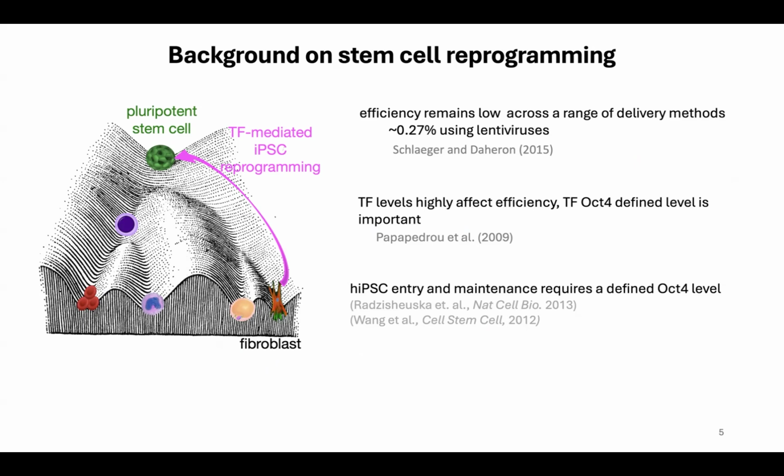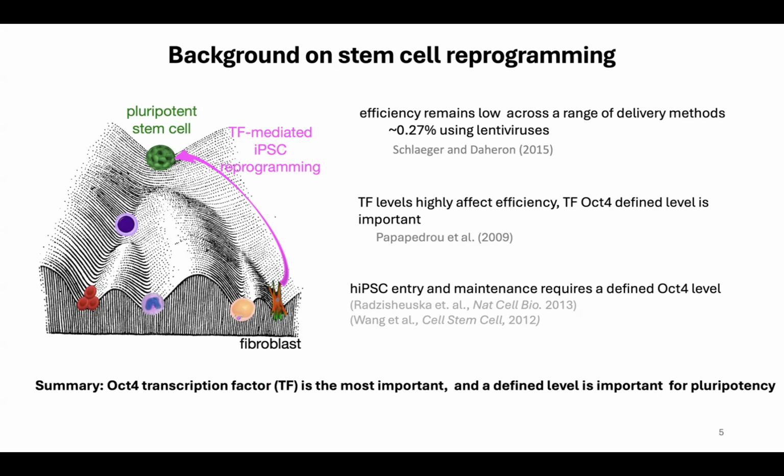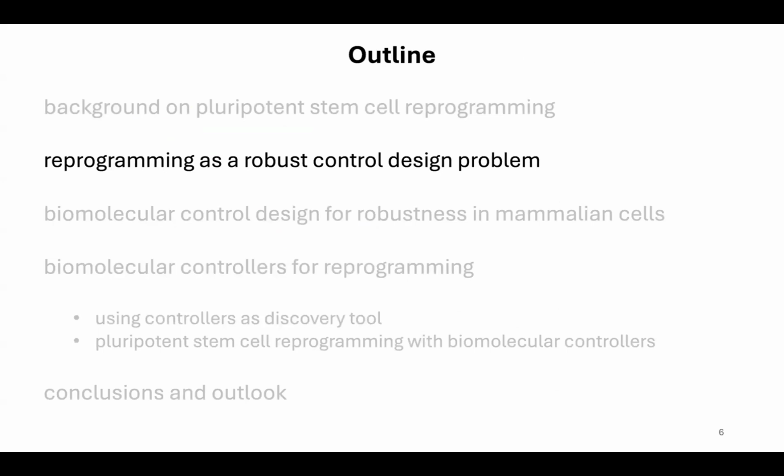And there are a number of additional studies that focused in detail on how the level of OCT4 defines the entry or the exit from pluripotency. So the bottom line, the summary from these slides, is that the OCT4 transcription factor is probably the most important factor in this cocktail at least. And it's known that the defined level is important for pluripotency. So for us, since we are trying to solve a control problem, it's becoming clear from this picture that OCT4 is going to be our actuator.